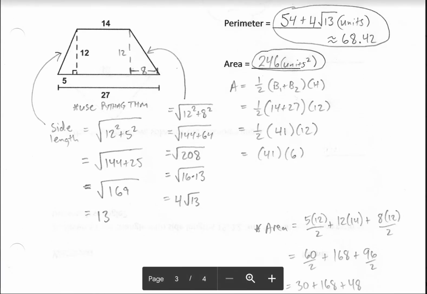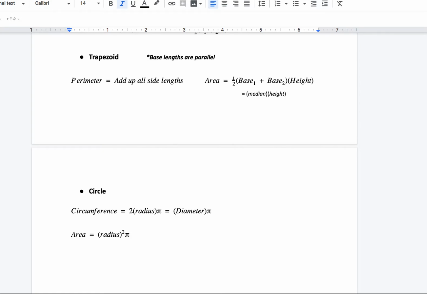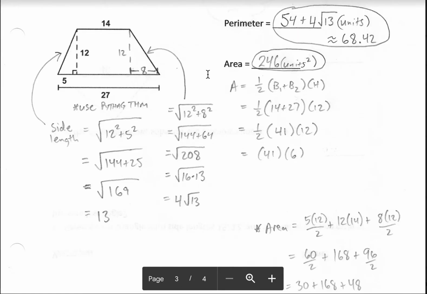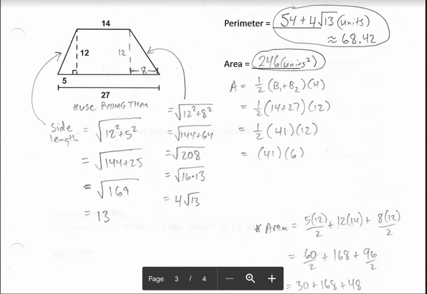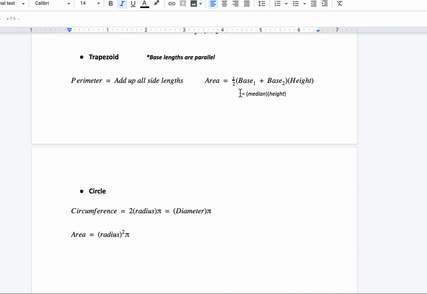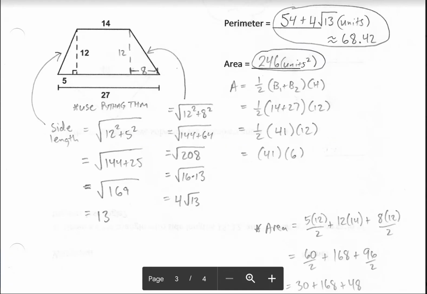Alright, so there's one way to do it. That way is called the additive property, or our additive area formula. We're adding up a bunch of individual areas. There is a way to use a different formula specific to trapezoids. What we're going to do is add the two base lengths, and those base lengths are the lengths that are parallel in a trapezoid. So these two lengths right here are the bases. Those are the two parallel sides.